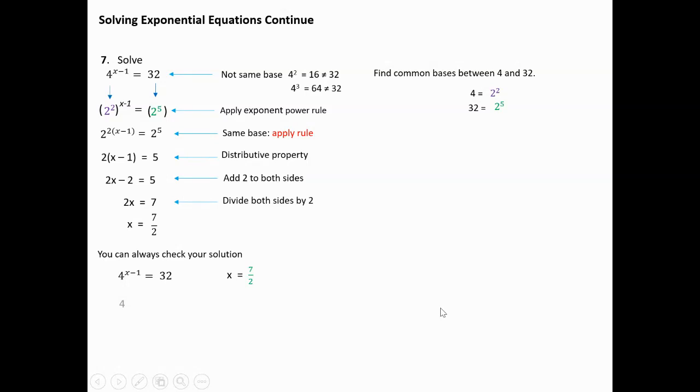So let's check it. I'm going to plug in 7/2 for the x's. So 7/2 minus 1 will give us 5/2. If you plug in 4 to the power of 5/2, it's going to give us 32. So I know that's my solution. Okay.